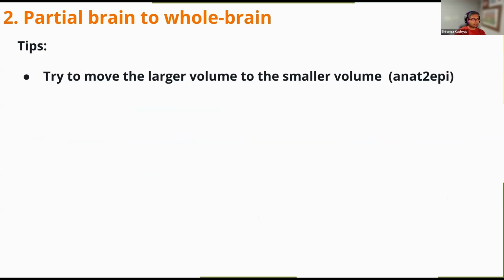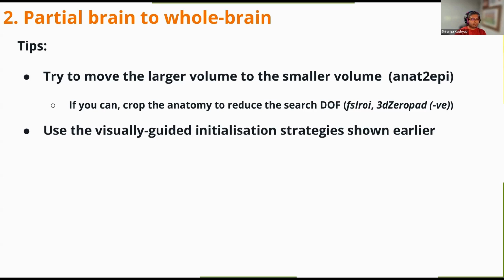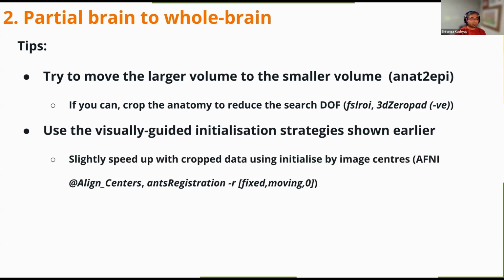Again, some tips. You can try to move the larger volume to the smaller volume. So instead of always aligning EPI to anatomy, consider aligning the anatomy to EPI. You could also crop the anatomy. So if you're only looking at the visual cortex, try to crop the T1 to only have the visual cortex and then try to register with your EPI. Again, you can use the visually guided initialization strategies.